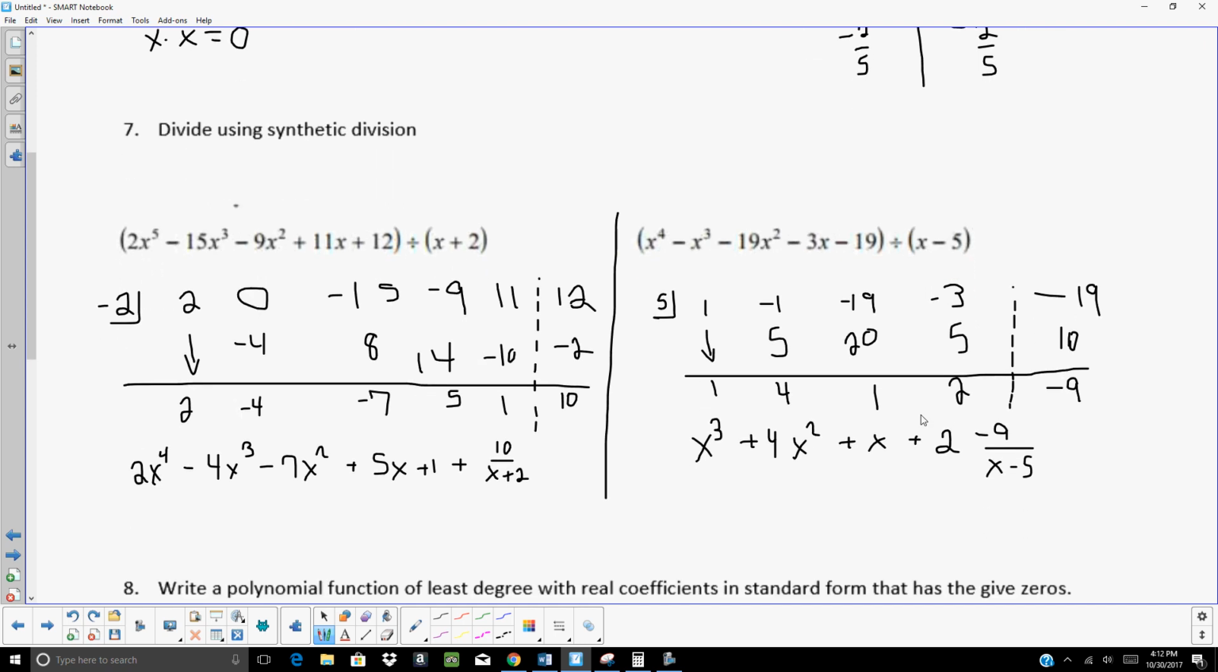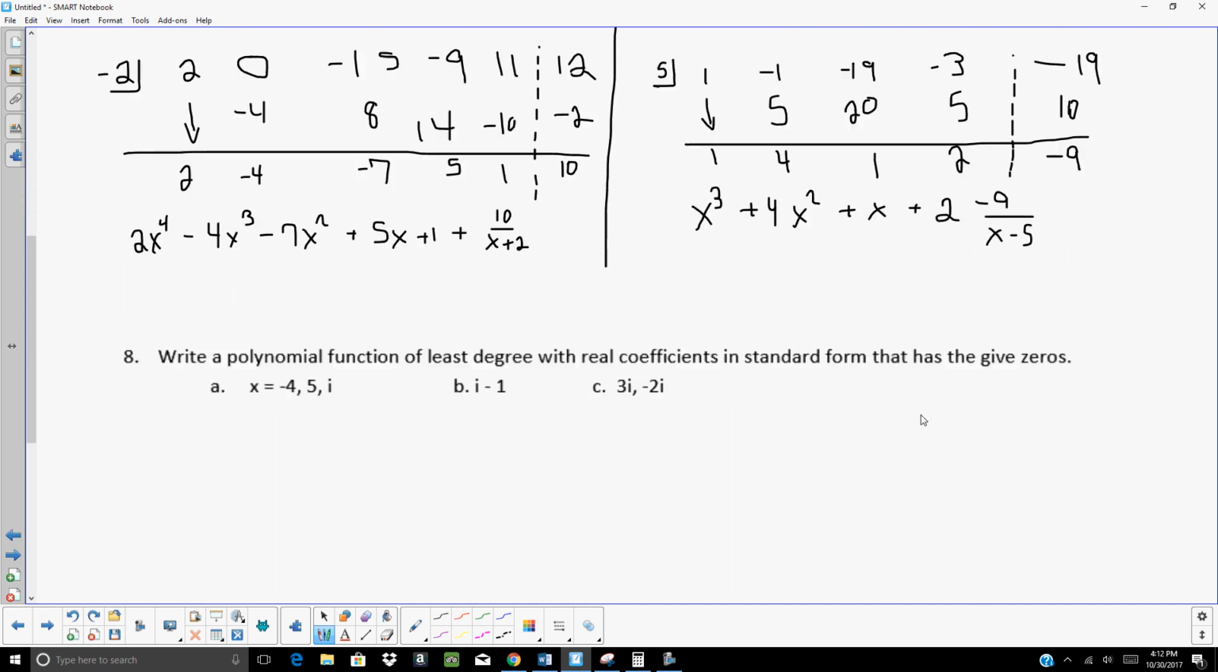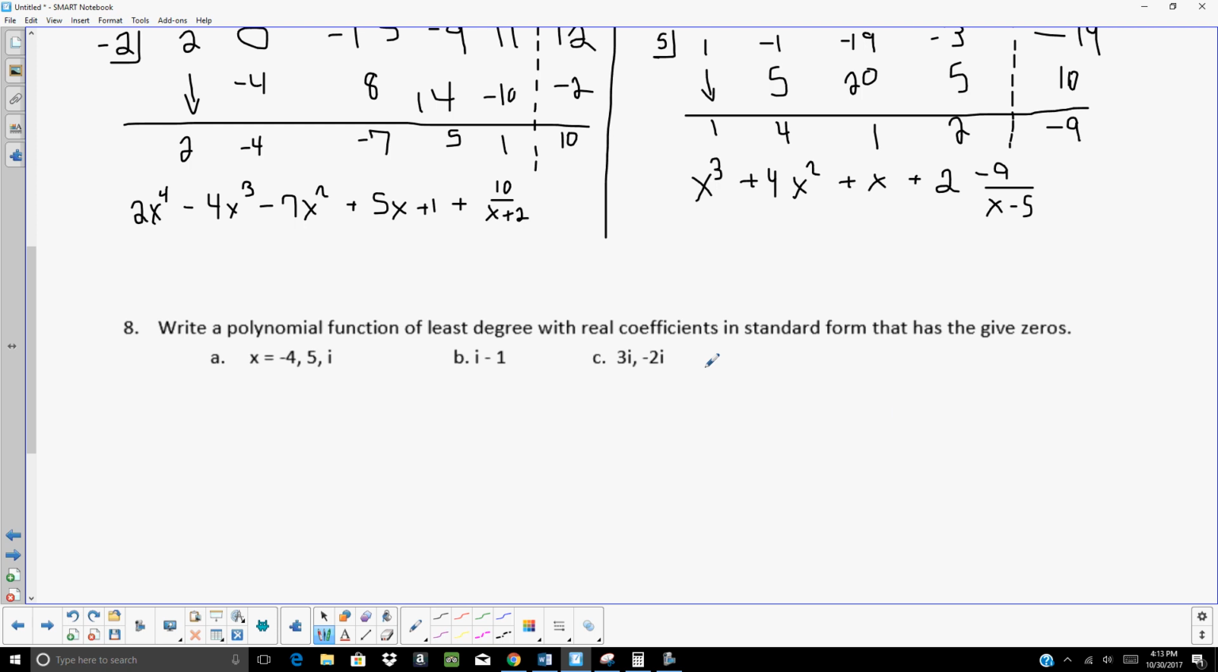And that is my synthetic division. All right. Probably going to only do one of these where I actually multiply everything out. And I think I'm going to do C because that is the longest one. But let's go ahead and set these up.